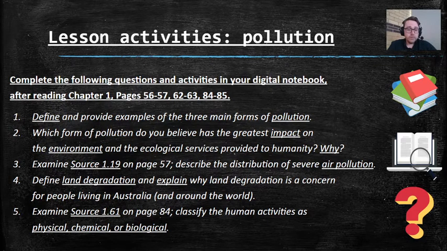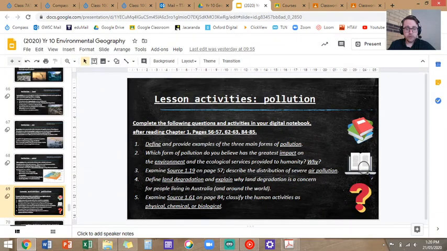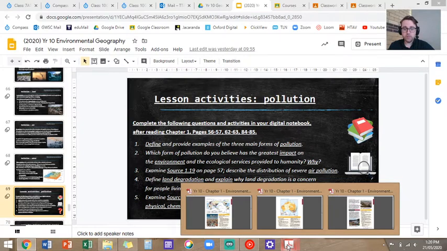Examining source 1.19 on page 57, describe the distribution of severe air pollution. So when they say examine source, usually in the textbook it's going to refer to a map or a graph, a big picture. So I'll show you what that picture looks like. And looking at source 1.19 on page 57, what you're doing is describing where severe air pollution is located. So kind of like a PQE response there, but you don't have to do a full PQE paragraph, just a little mini paragraph.